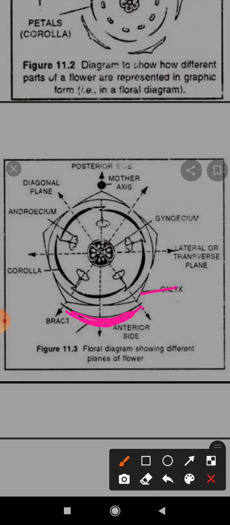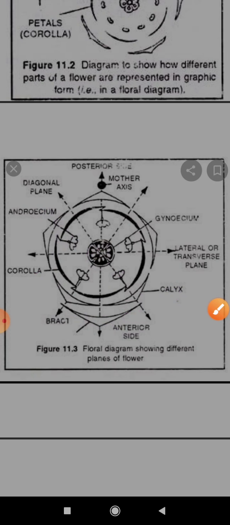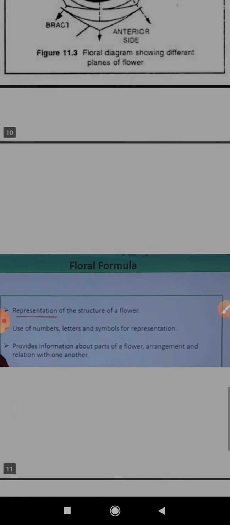Here you will see is the calyx, right? Inner to the calyx is the corolla or the petals, right? Here you can see this is showing a twisted estivation, right? Then again, moving inner are the androecium, or we can say the male reproductive part being represented, and right in the center is the gynoecium, right? So that is how a flower is represented in a floral diagram, in a diagrammatic form.